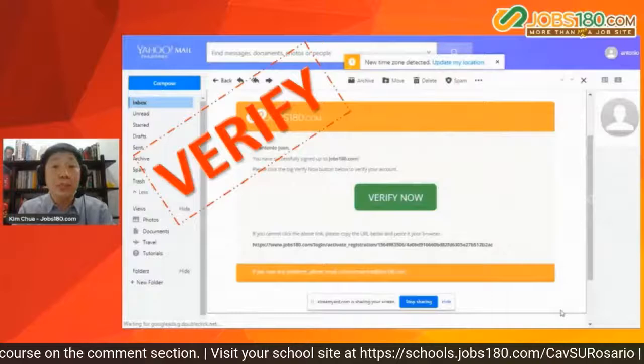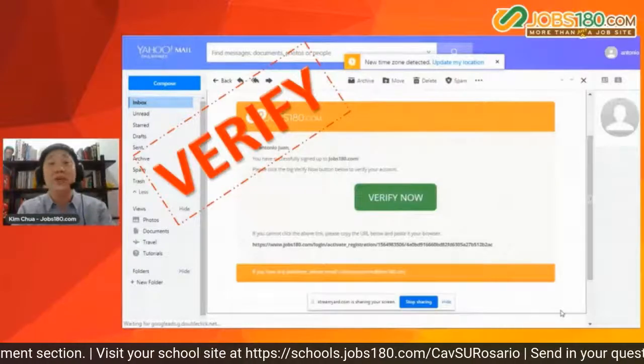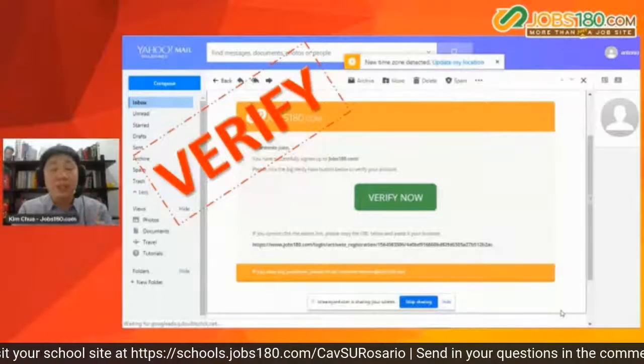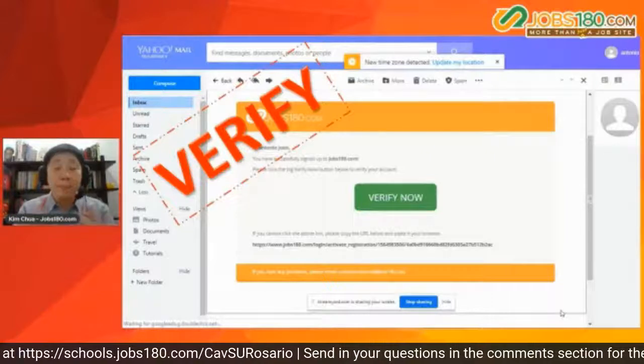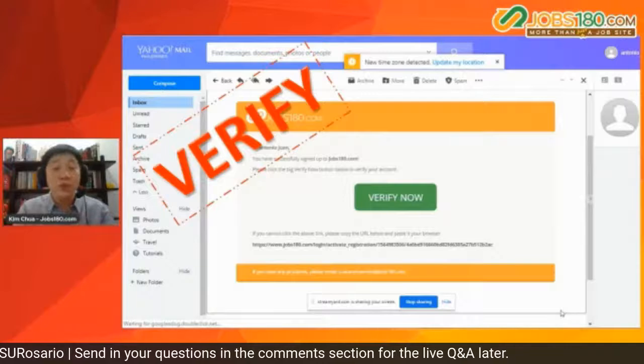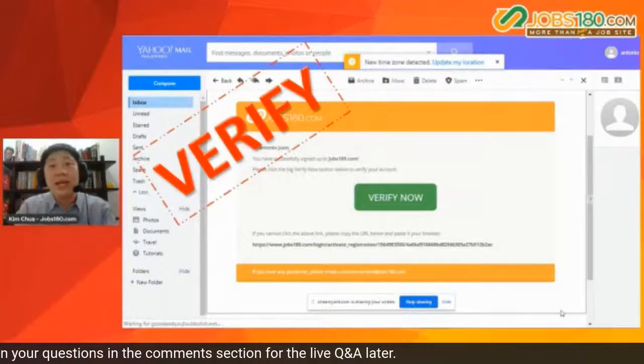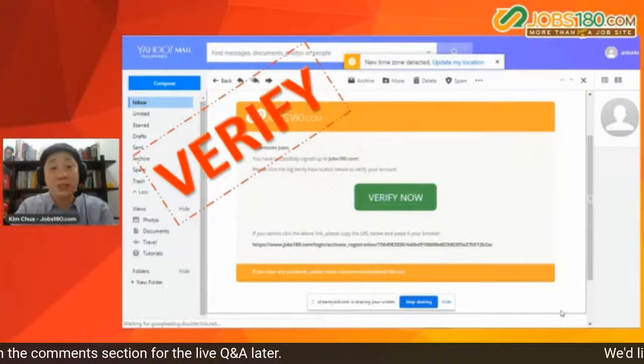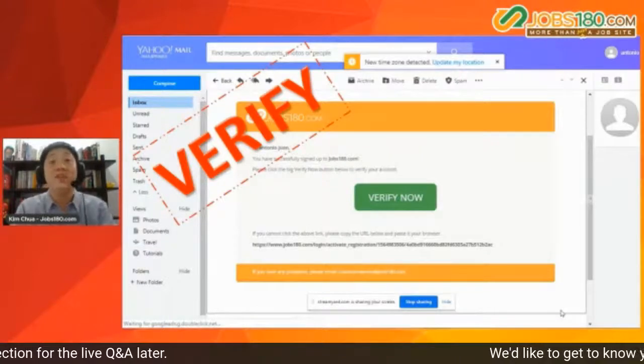Importante po na nabubuksan nyo yung email nyo kasi kailangan mo i-verify yung account mo. Okay? It is very important that you verify your account as a proof na ikaw nag-register at pangalawa, para ikaw yung makapag-apply. If you don't do this, if you don't verify, walang mangyayari sa account nyo. Okay? So sayang lang. So you have to verify to finish the first step.